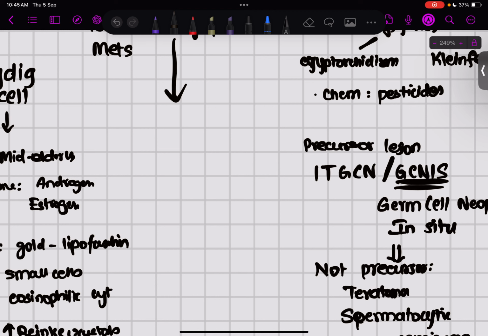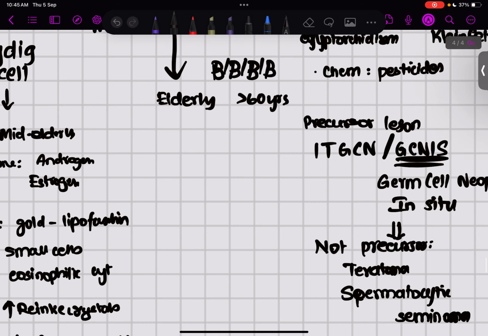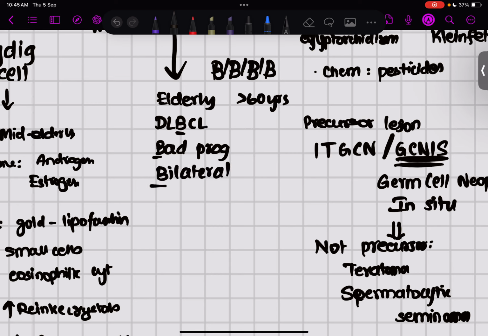Moving to testicular lymphoma. The features are it occurs in elderly, more than 60 years, and involves, that is D, D, D, and D. Sorry, B, body look elderly. DLBCL, diffuse large B cell lymphoma, so B, and it has a bad prognosis, so B, and it is bilateral, it affects bilaterally, so B. With this, testicular tumors are over.